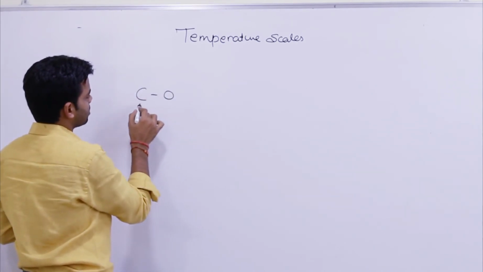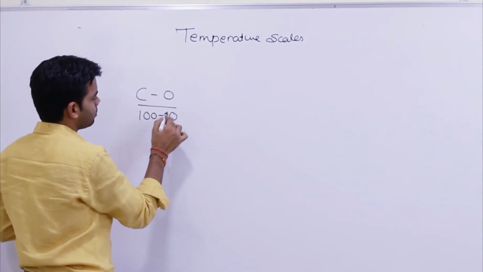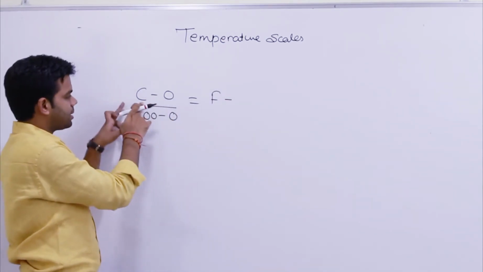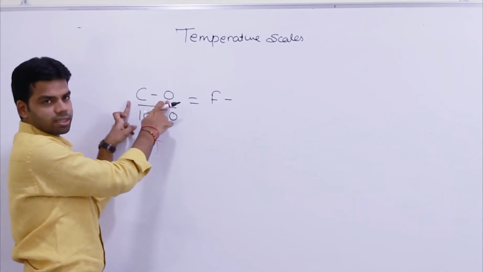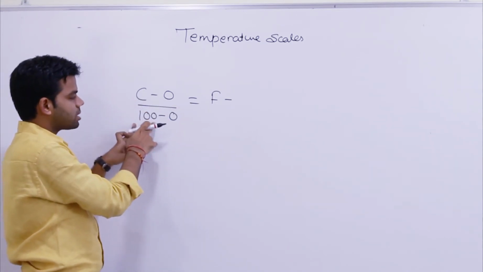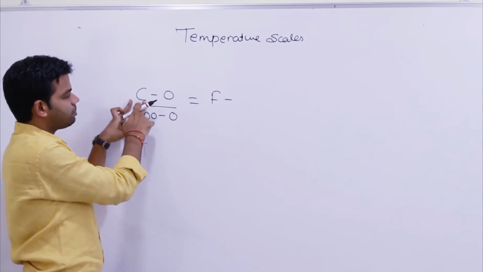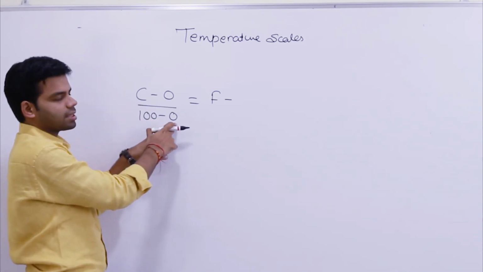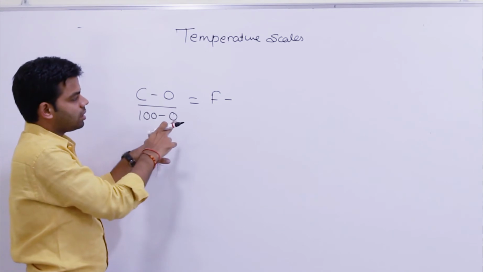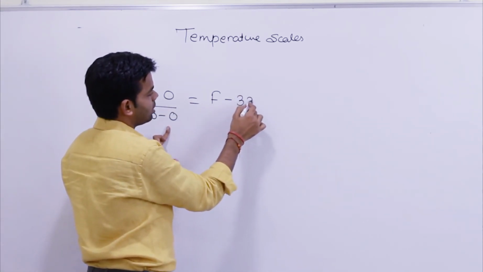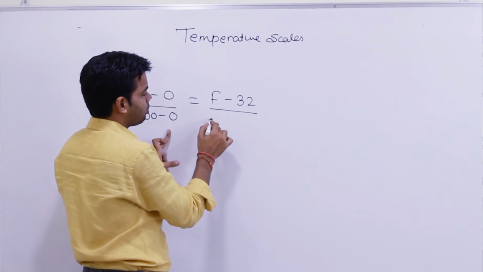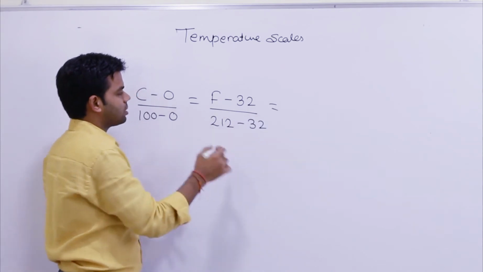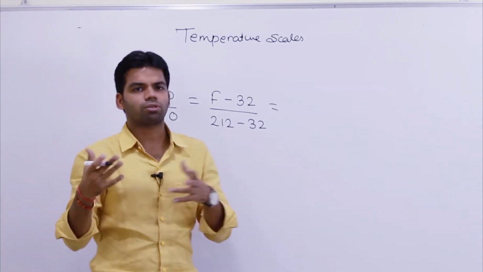It is (C minus 0) upon (100 minus 0) is equal to (F minus 32) upon (212 minus 32). Here 0 is nothing but the ice point in the Celsius scale. The ice point, as we know, is 0 degree Celsius and the boiling water point is 100 degree Celsius. So this is actually C minus T ice point upon T steam point minus T ice point. This is for Celsius. Then for Fahrenheit, as we know, the ice point is 32 Fahrenheit and the steam point is 212 Fahrenheit, so 212 minus 32. Likewise, with this we can convert from Celsius to Fahrenheit and vice versa.